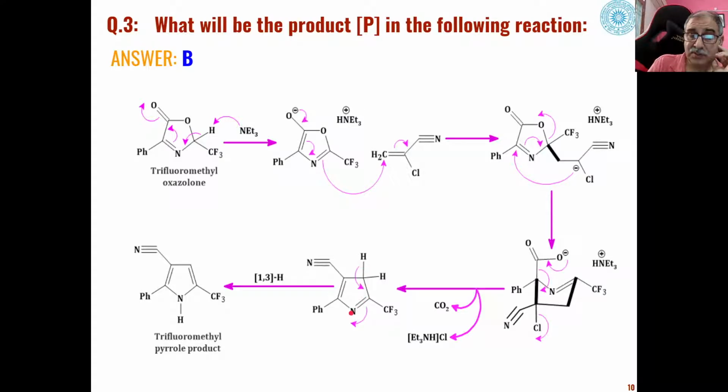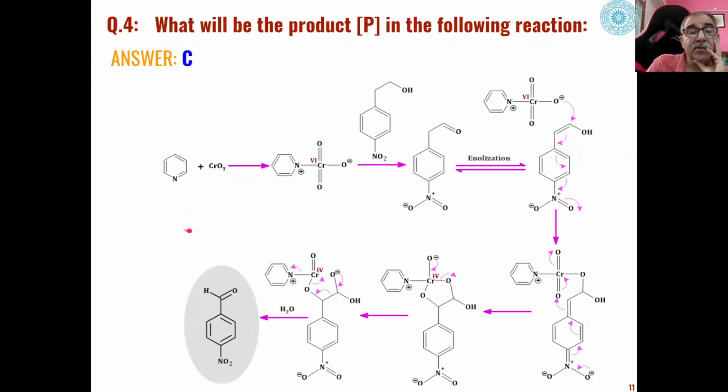So this is 1, this is 2, this is 3. So 1,3 hydride shift. Hydride will be shifted from this carbon 3 to nitrogen 1, and we will get trifluoromethyl pyrroles as the product. So this is how in problem 3 our choice B will be formed as the product.